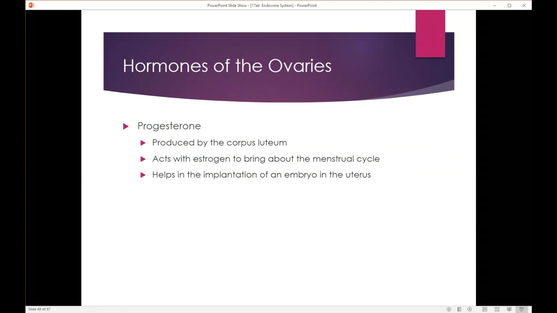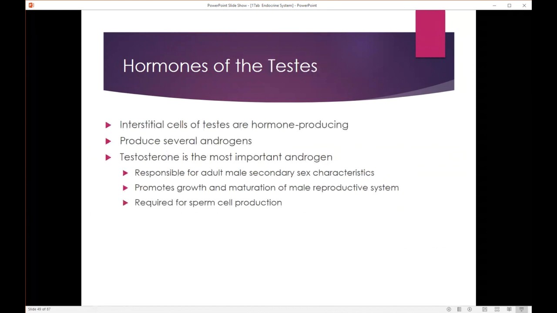Progesterone is produced by the corpus luteum. The corpus luteum is what's going to surround the ovulating egg. And we'll talk about that when we get to the reproductive system. It acts with estrogen to bring about the menstrual cycle and it helps in the implantation of an embryo in the uterus. The interstitial cells of the testes are hormone producing.